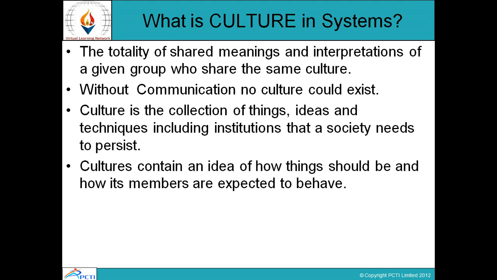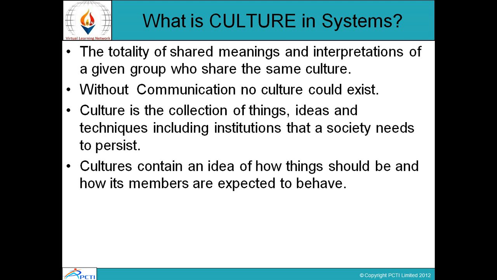So the first topic of today's session is what is culture in the system. The totality of shared meaning and interpretation of a given group who share the same culture is basically defined as a culture in the system. Culture is basically defined by the group which follows certain meanings and interpretation within the same organization.